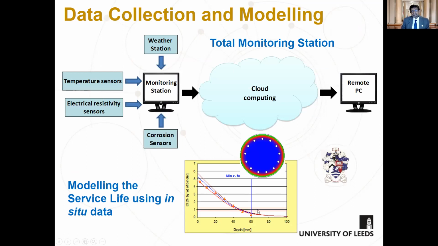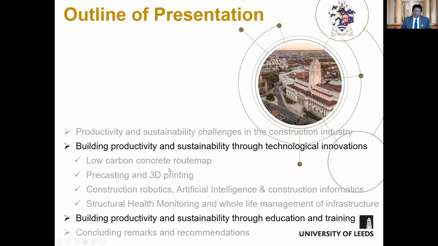Once we get the data, we can look at the performance and see whether the predicted performance matches with the expected performance of the bridge. And if there is a decline in performance, obviously preventive measures can be put in place.